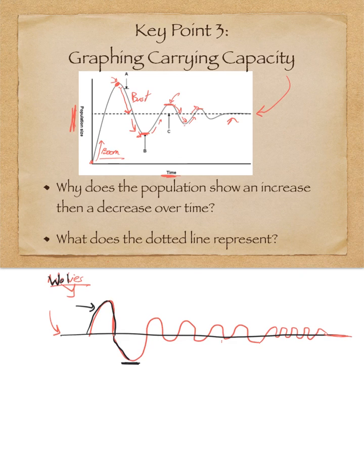So how does a population show an increase and then a decrease over time? Why does the population show an increase and decrease over time? Again, that has to do with the ability of the environment, their prey, their water supply, their air supply, their space, to adapt to the various populations as they go up and down. They're dying. As they go below the carrying capacity, they can increase again. As they go above it, they start to die off again, and finally they just kind of stay at their carrying capacity. The dotted line represents the carrying capacity.